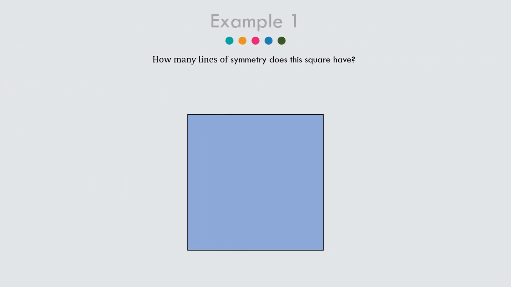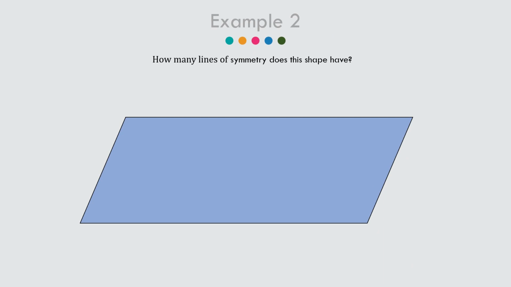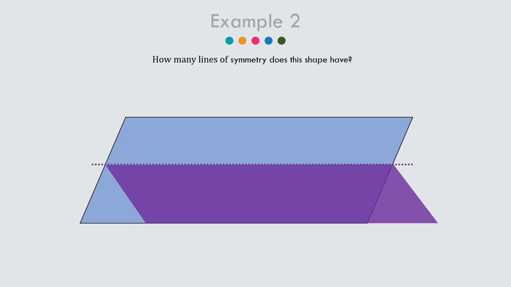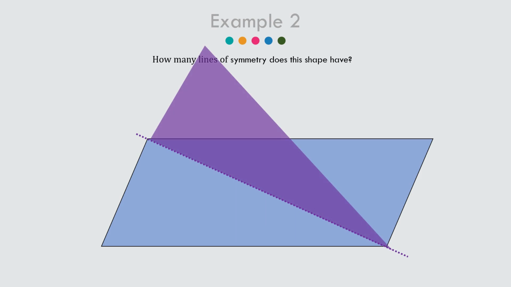How many lines of symmetry does this square have? That's right, the answer is 4. How many lines of symmetry does this shape have? First of all, let's see if it has symmetry down the centre. No. Now let's try a line going straight through the centre. No. Now let's try a line going diagonal. No. What this means is that this shape has no lines of symmetry at all. So the answer is 0.